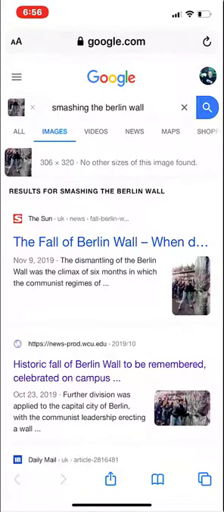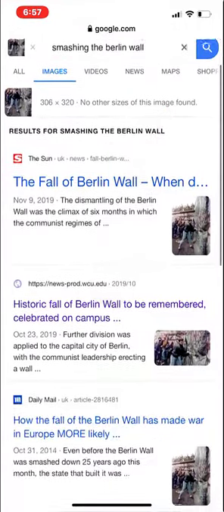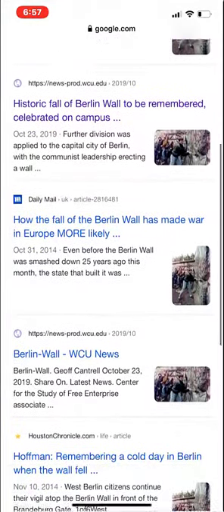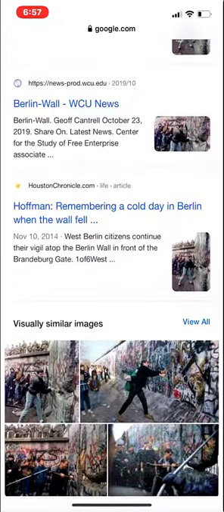picture to Google, and Google will go looking all over the internet for any place that it can find that picture, and all of the places where it finds the picture are places where it talks about the fall of the Berlin Wall. So clearly this was a picture that represented the fall of the Berlin Wall. Pretty cool, huh?